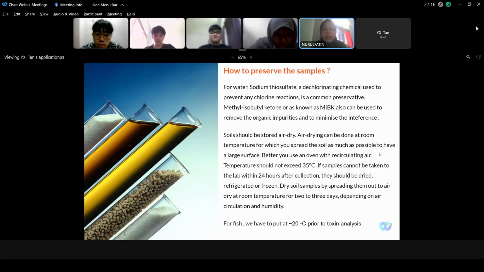Dry soil samples by spreading them out to air dry at room temperature for 2 to 3 days, depending on air circulation and humidity. For fish, we have to put them at -20 degrees Celsius prior to toxin analysis. Next.